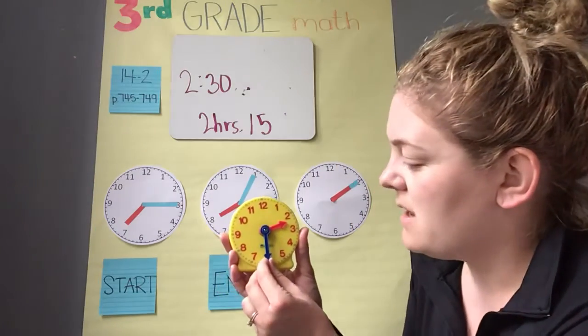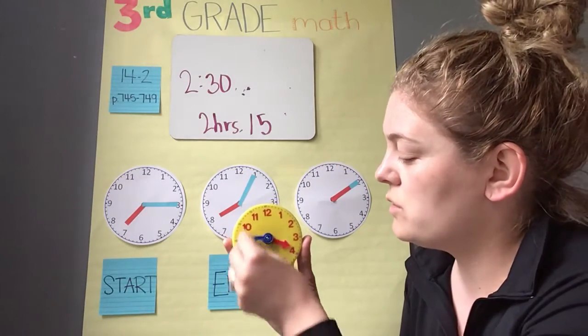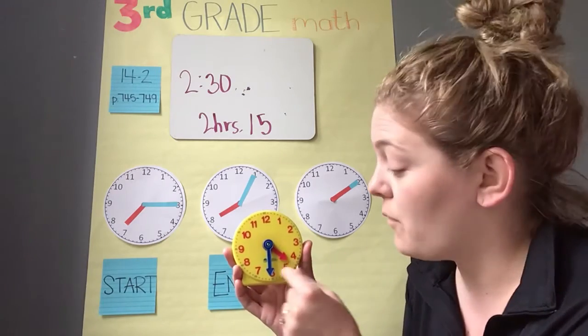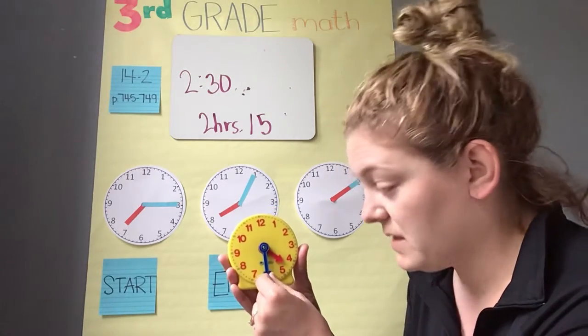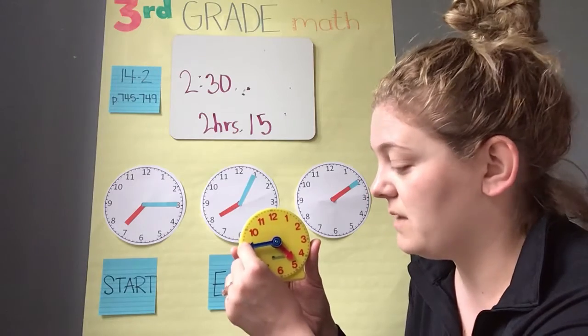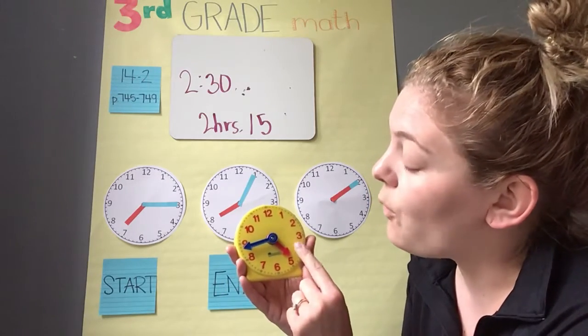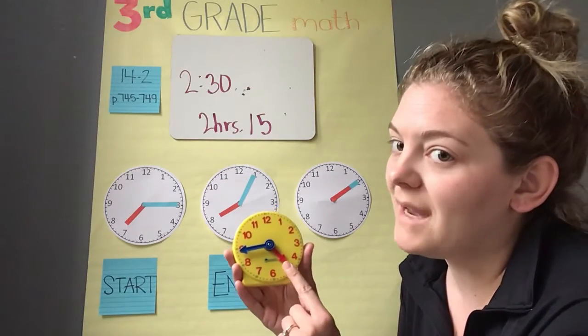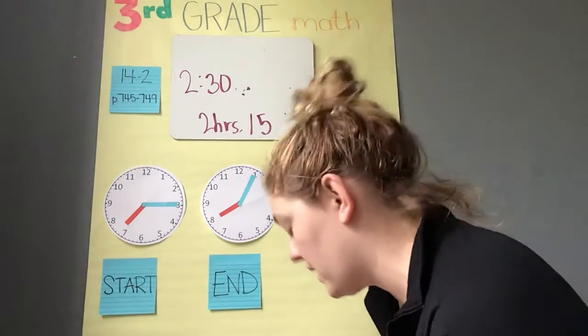Started at 2:30. I go 1 hour, 2 hours. Okay, so 2 plus 2 is 4. So that gives me 4. And then I've got 15 minutes. 5, 10, 15. So that would end up being 4:45. All right? So that's why we got to be careful that that clock doesn't trick us.